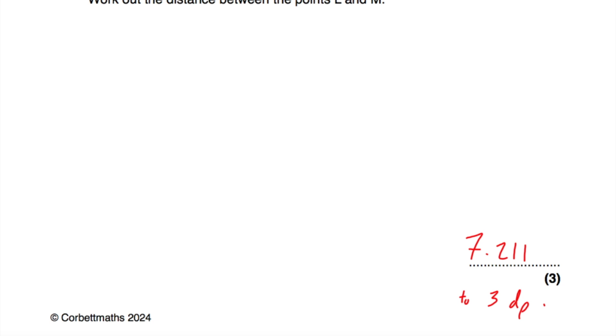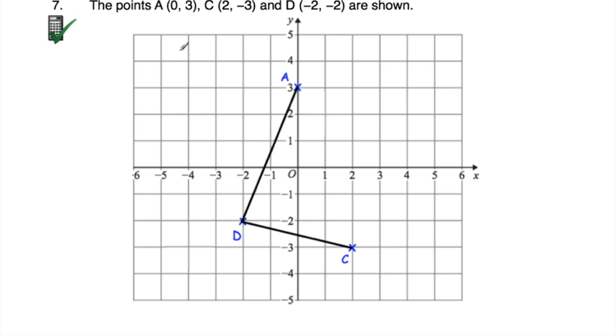Okay, let's look at our next question. Okay, so let's have a look at our next question, question number 7. So question number 7 says the points A, C, and D are shown.